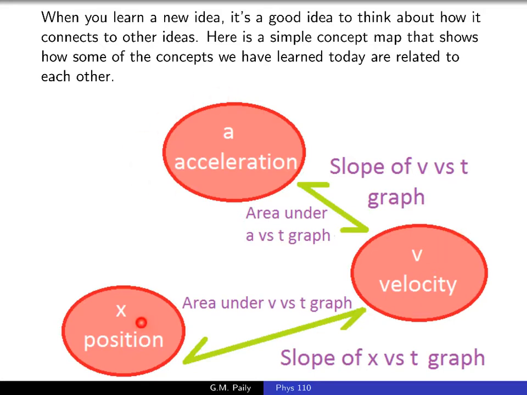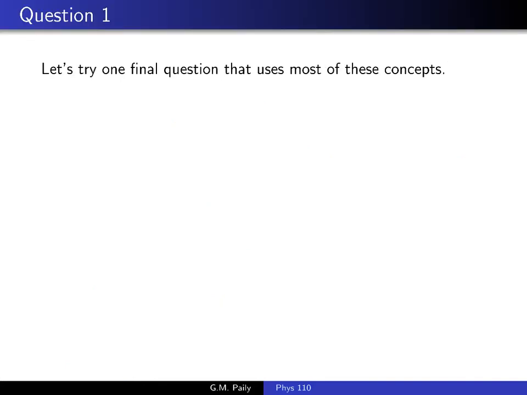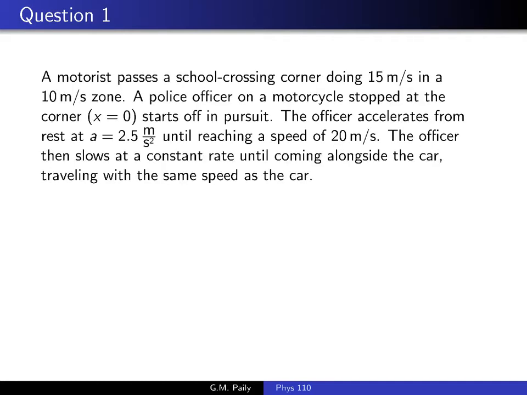Graphically, we can think of these relations as being the slope of a v versus t graph will give us acceleration. The area under the curve for an a versus t graph will give us the change in velocity. The slope of a position versus time graph will give us velocity, and the area under the curve for a velocity versus time graph will give us the change in position. Let us look at one final question that uses most of these concepts.